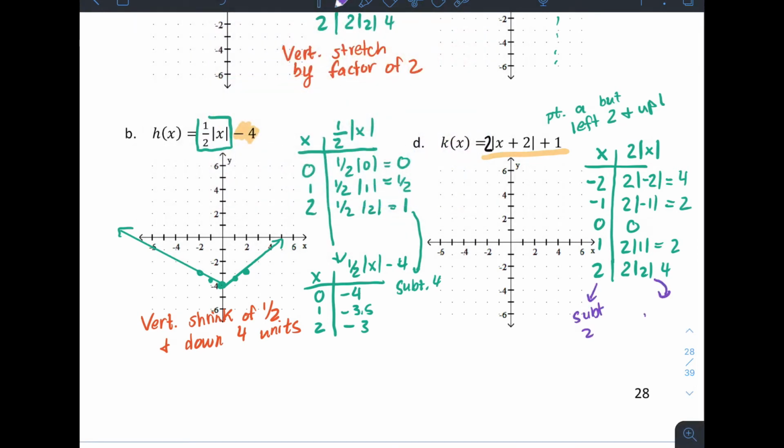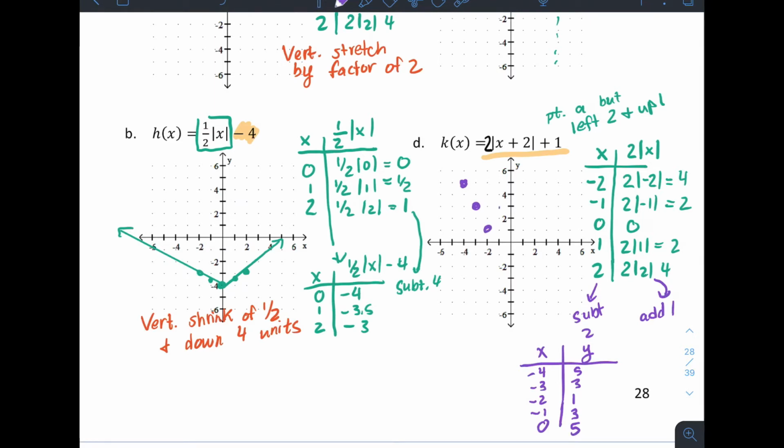So left 2 means, if you think about your x-axis, as you go to the left, things are getting smaller, so subtract 2 from your x values. And then to move up 1, I'm going to add 1 to my y's, and then get my new table of values for this function, and then I can just plot it.